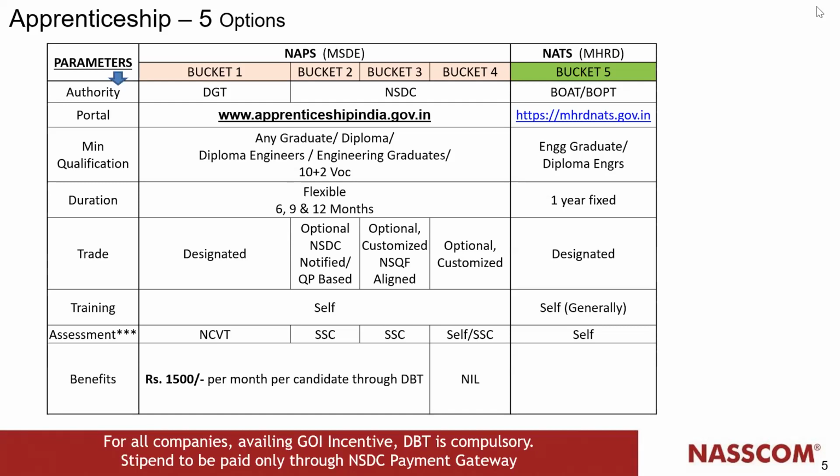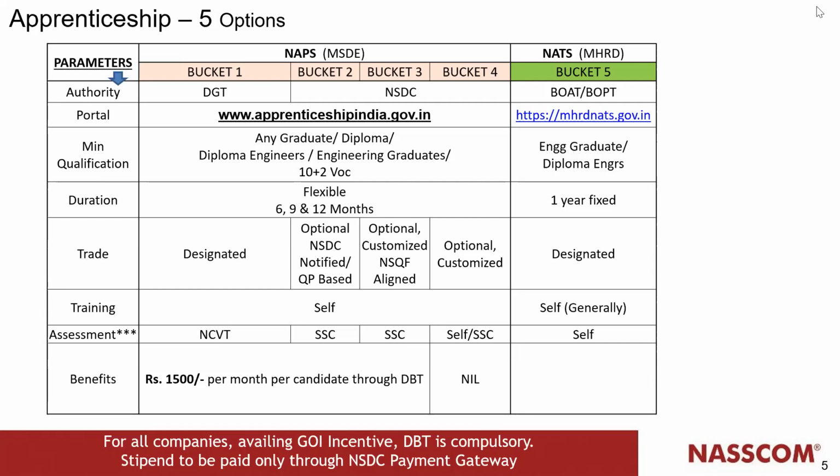So anybody would ask, what is the difference? Simply put, I think it is already there in the chart that is being seen there. Historically, under MHRD, for the NATS program, the training period was 1 year. It is fixed. And since it was all centered around the manufacturing sector, the scheme was tailored only for engineering graduates and diploma engineers, freshers taken as apprentices in the organizations. But of late, there are some changes made to that also. If I'm not wrong, graduates of other streams, non-STEM graduates, are also being taken under NATS.